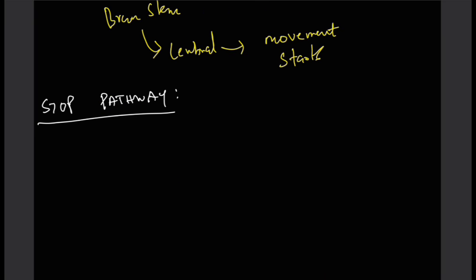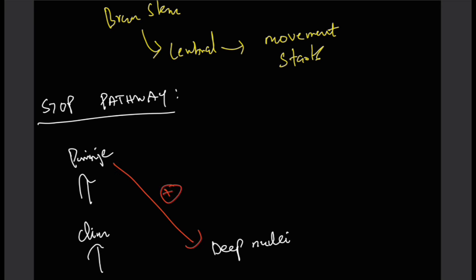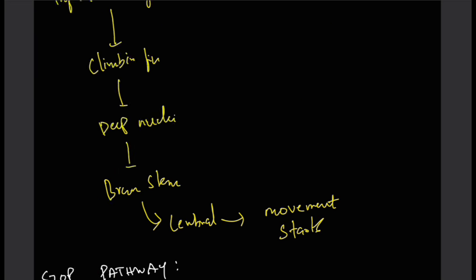In the stop pathway also, it starts from the inferior olivary nucleus, then goes to climbing fibers, then it directs to Purkinje cells. As I already mentioned, the Purkinje cells are inhibitory, so they will inhibit the deep nuclei. And finally, the movement will be stopped. So this is all about the start and stop pathway.